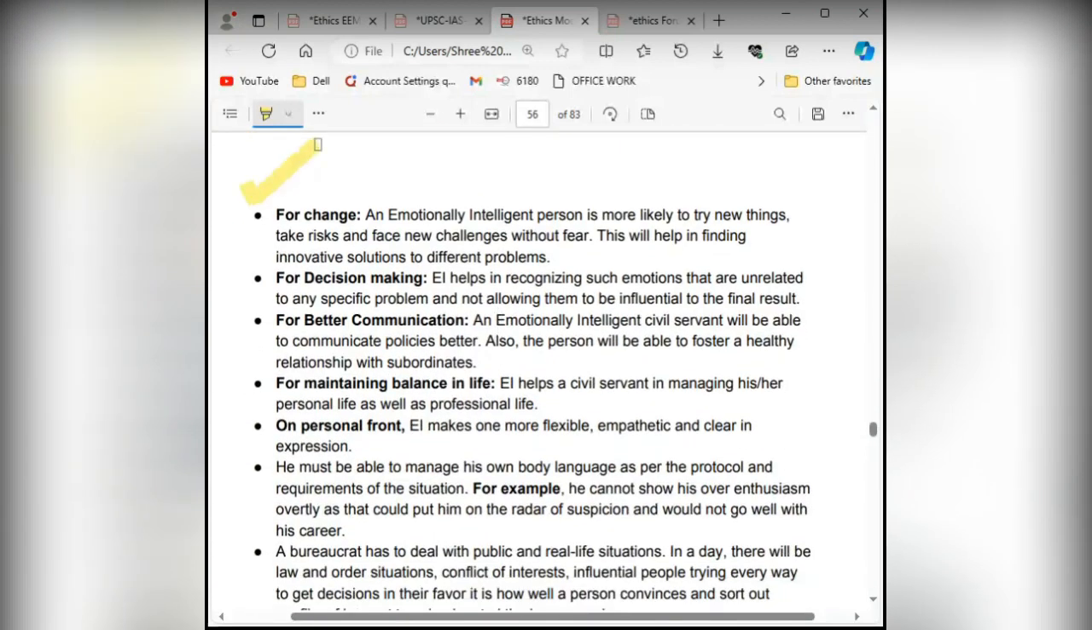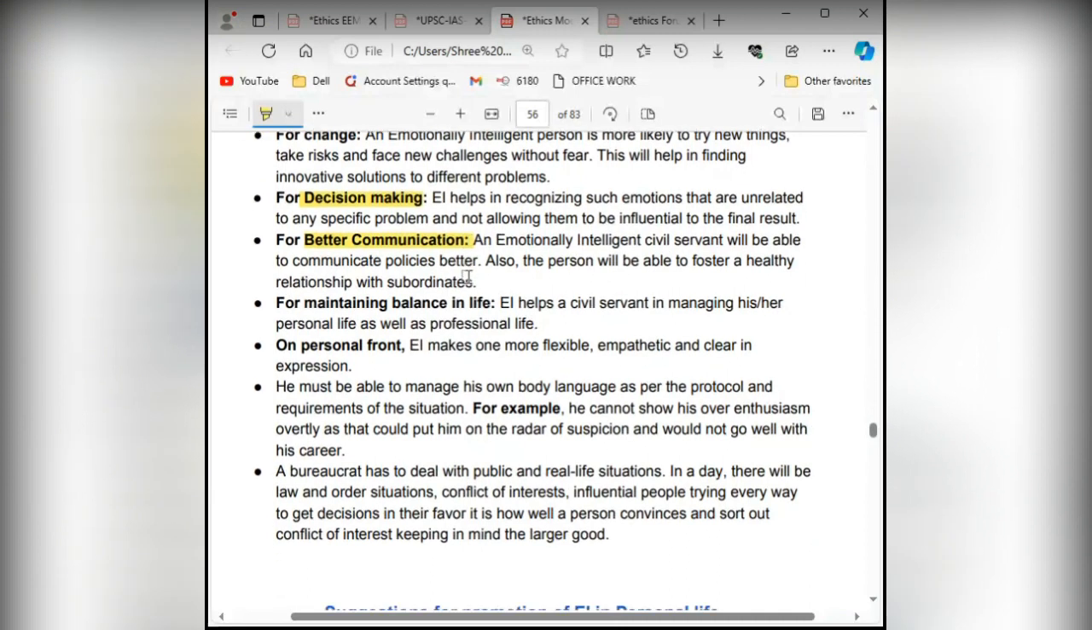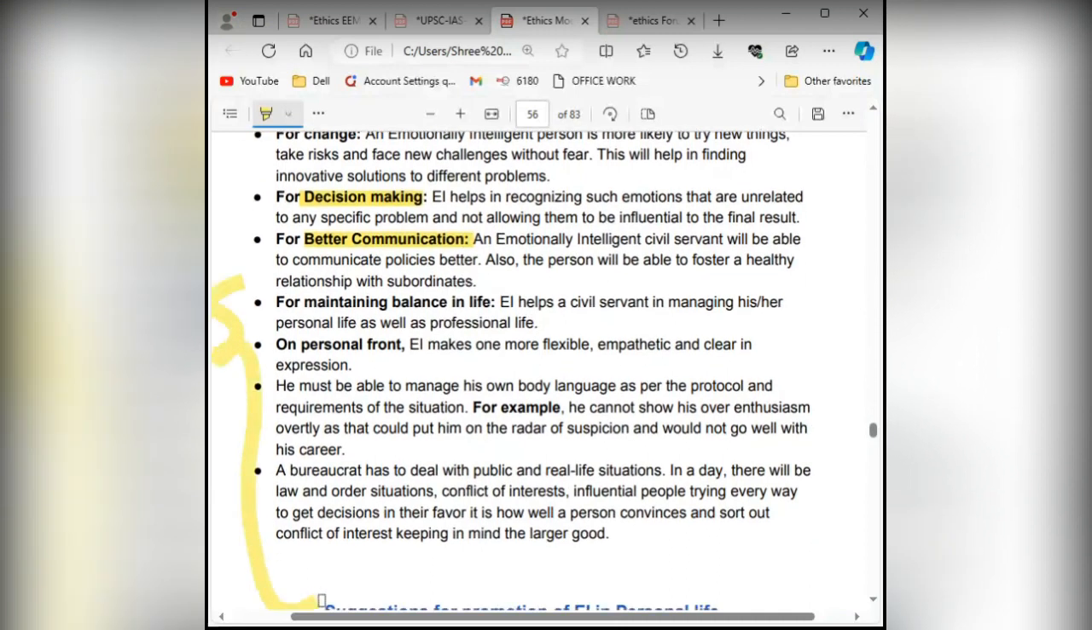Then you will be doing something for change. It will help you in decision making. There would be better communication. And these are some of the points which they have given.